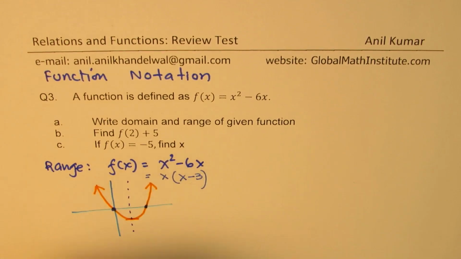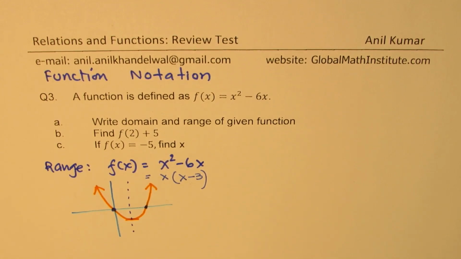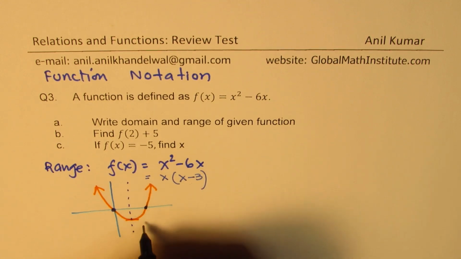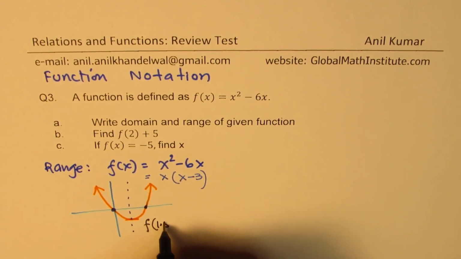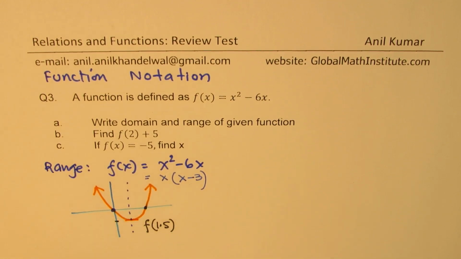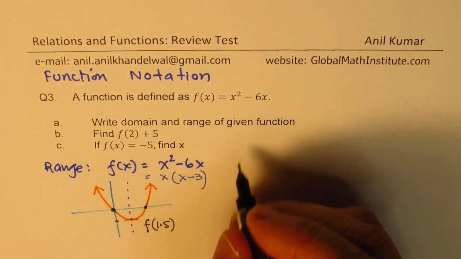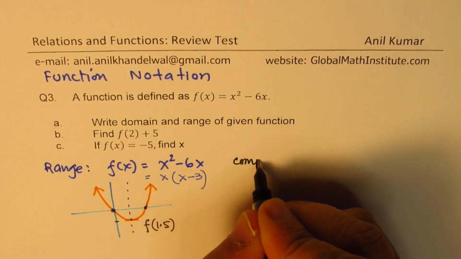We have to find this value. How do we figure this out? Well, you can always find the value of the function midway between these two zeros, which is 1.5, and that will give you the lowest value. This is one method. The other one is to complete squares.